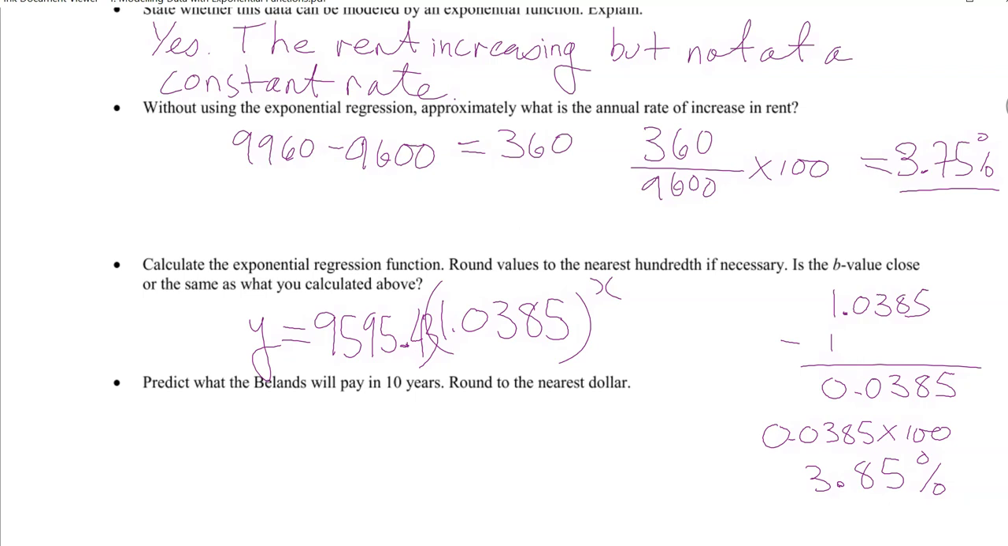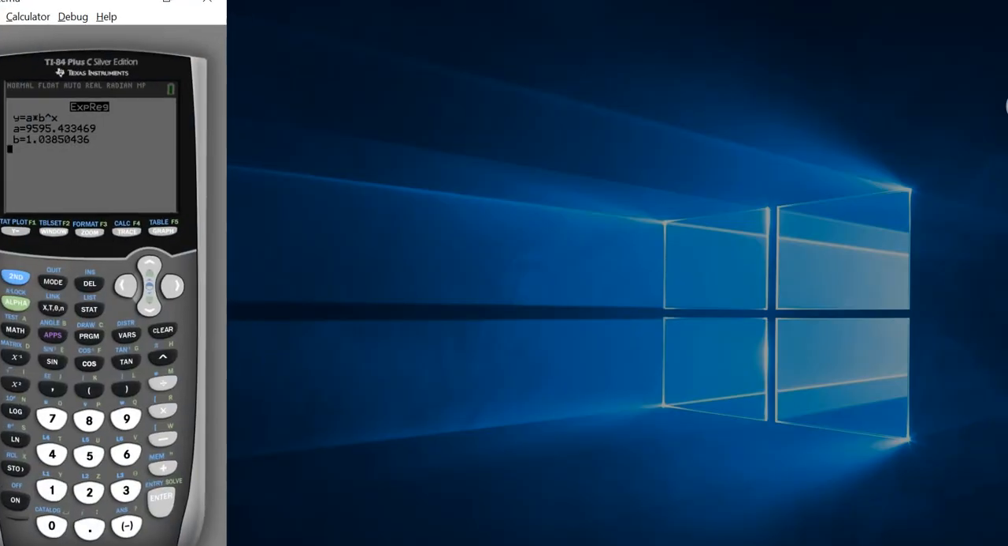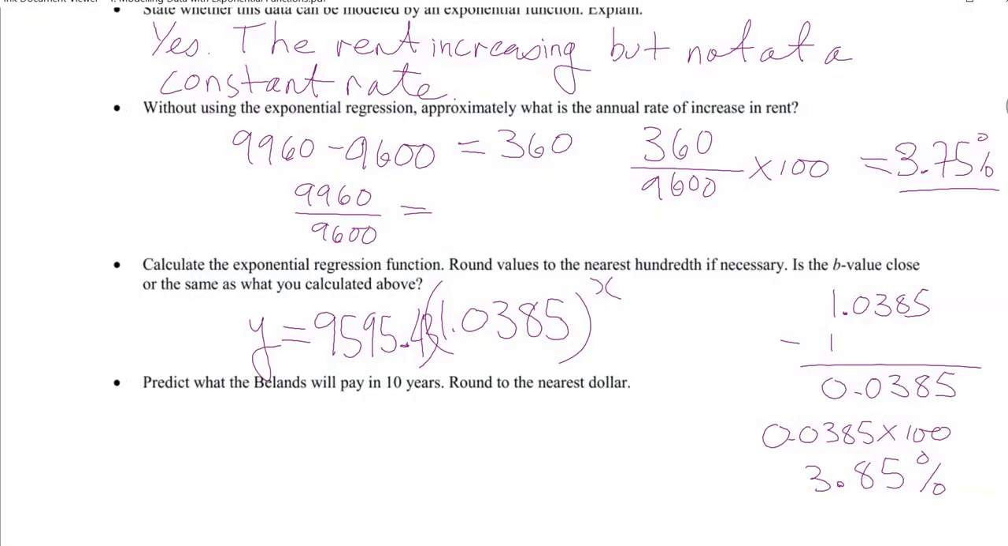This b value, to get b, we really would have just done this: 9960 divided by 9600, right? And we get 1.0375. So that gives us the actual b value. The b value asks, what am I multiplying this number by to get this next number? Well, the way we do it is we just reverse that and divide.